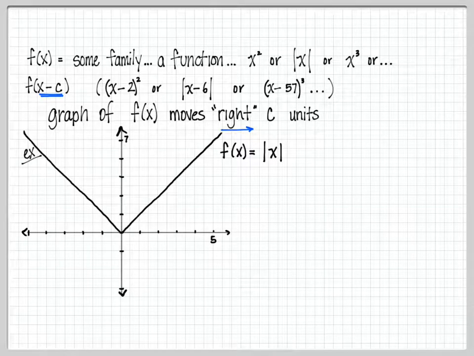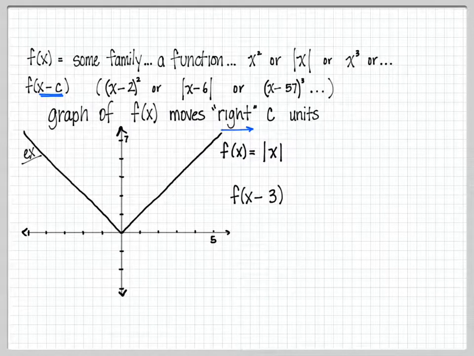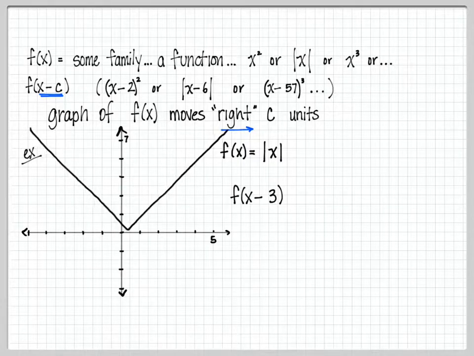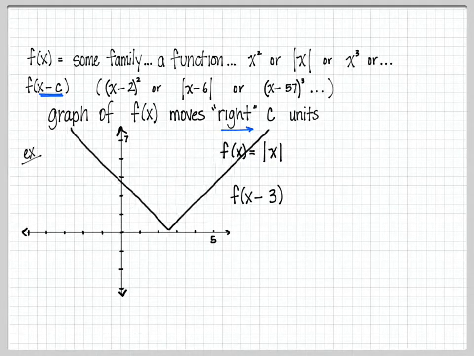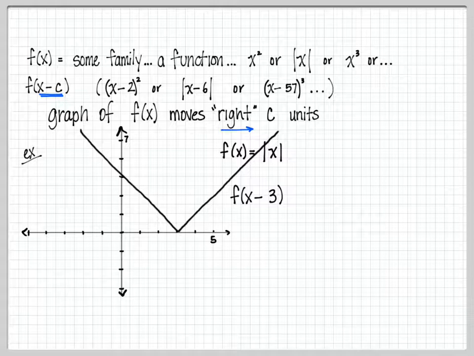So once again, our lovely absolute value function. And let's look at when we're subtracting 3. When we're going to subtract 3, I grab my function, and I'm going to go 1, 2, 3 units to the right. And that is where this function now exists.